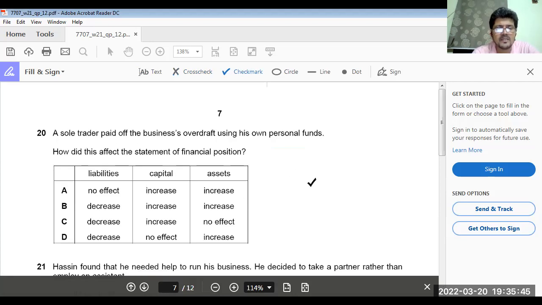Now, a sole trader paid off the business overdraft using his own personal fund. I must tell you one thing to remember: if the owner is paying something not from the business account, but from his personal resources or personal funds, there is no effect on assets. Getting my point? If he is paying any of our expense or liability from his own personal resources, there is no effect on asset. So C should be the answer.